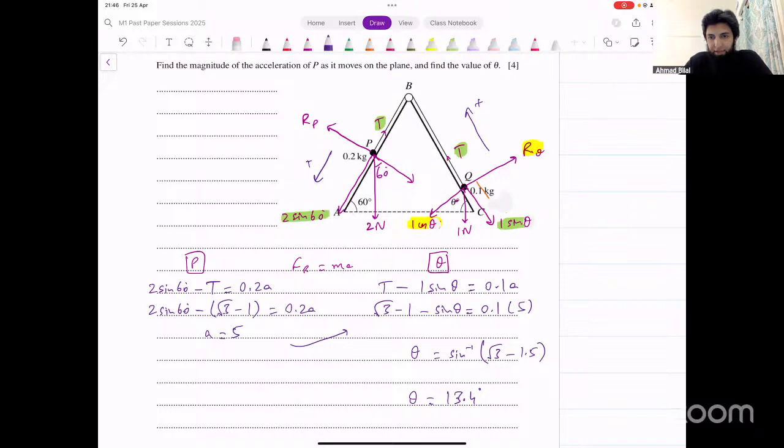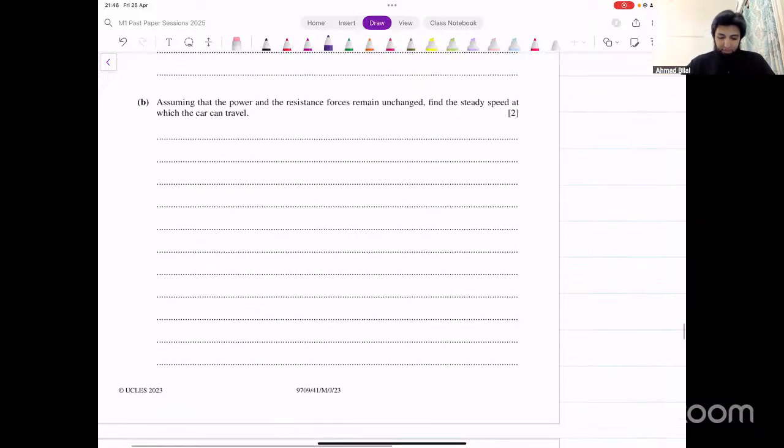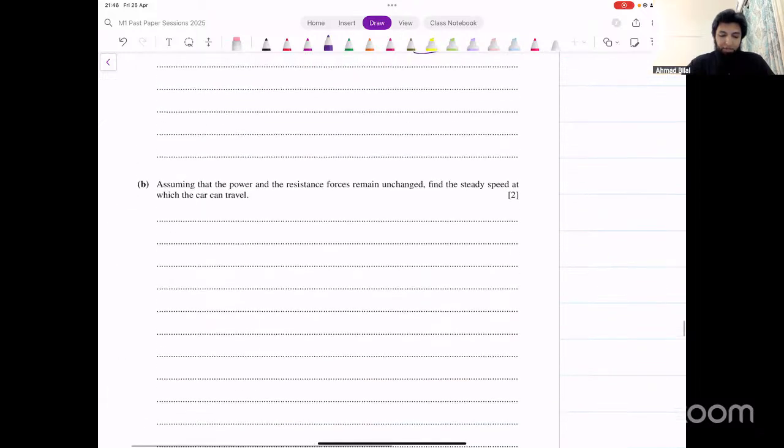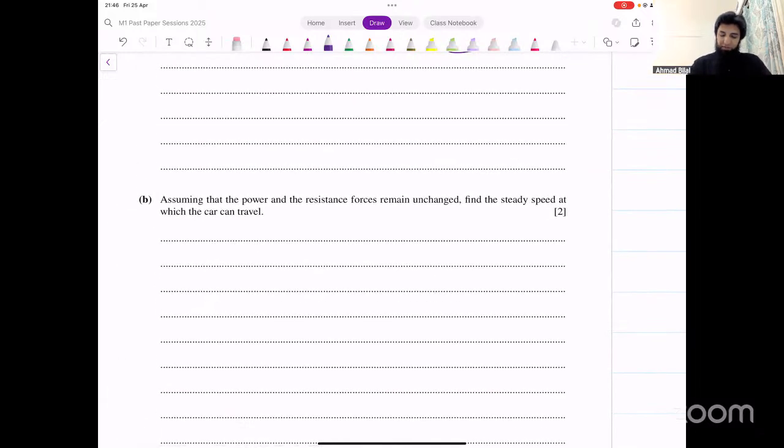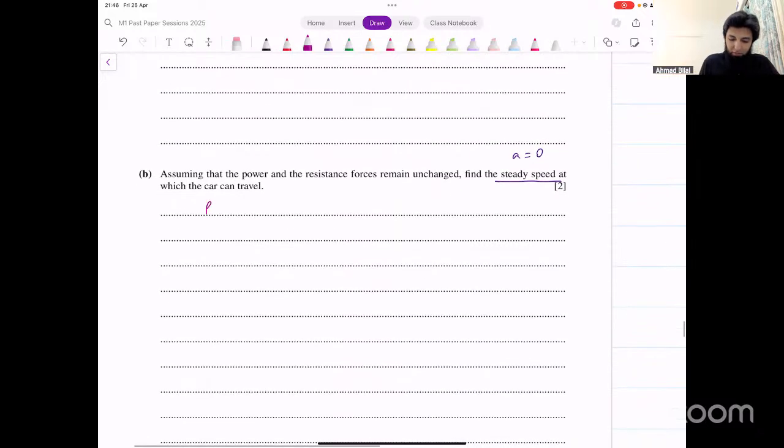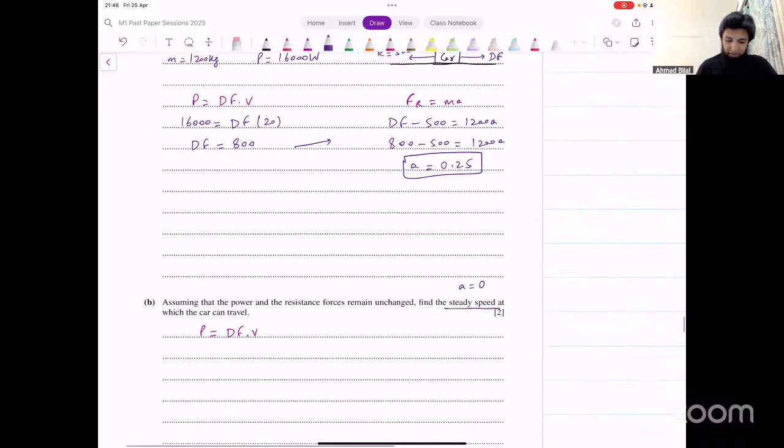Now it says, assuming that the power and the resistance forces remain unchanged, find the steady speed. Steady speed. When it becomes stable, that means acceleration is zero, right? Steady speed means it's like constant speed. Acceleration is zero at that point. Okay, so again, we can say power is equal to driving force into velocity. Power remains constant. That's the same as before. That's 16,000.